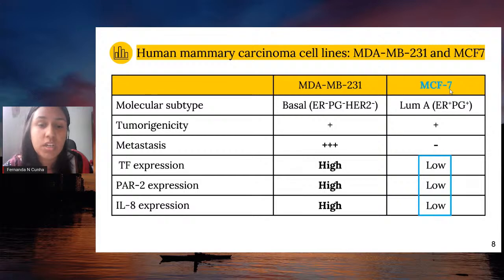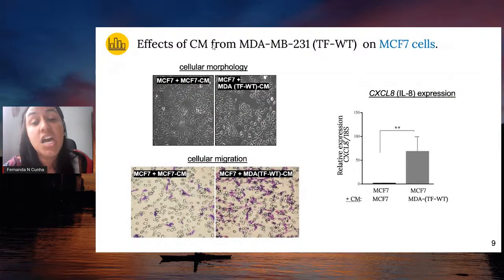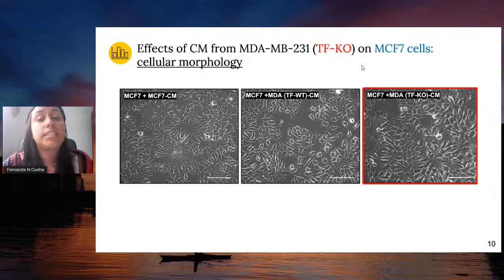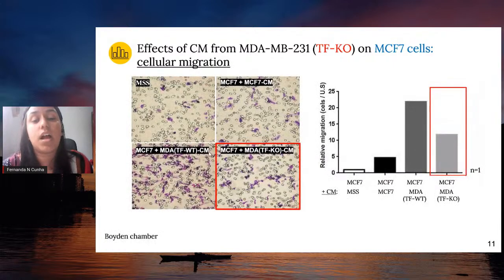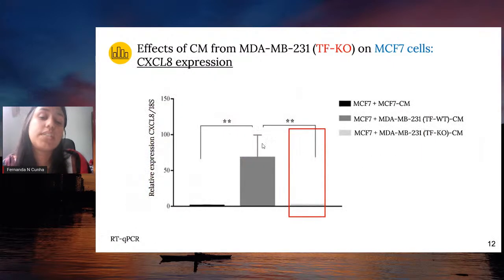As we used CM from high TF expressing MDA cells to treat MCF7 cells, we observed fast alteration of their cellular morphology compatible with the loss of epithelial features, a significant increase of their migration capacity, and of CXCL8 gene expression. When we used the CM from TF silenced MDA cells, MCF7 cells showed similar but less marked morphological change, increased their migration capacity, and no significant stimulation of CXCL8 gene expression.